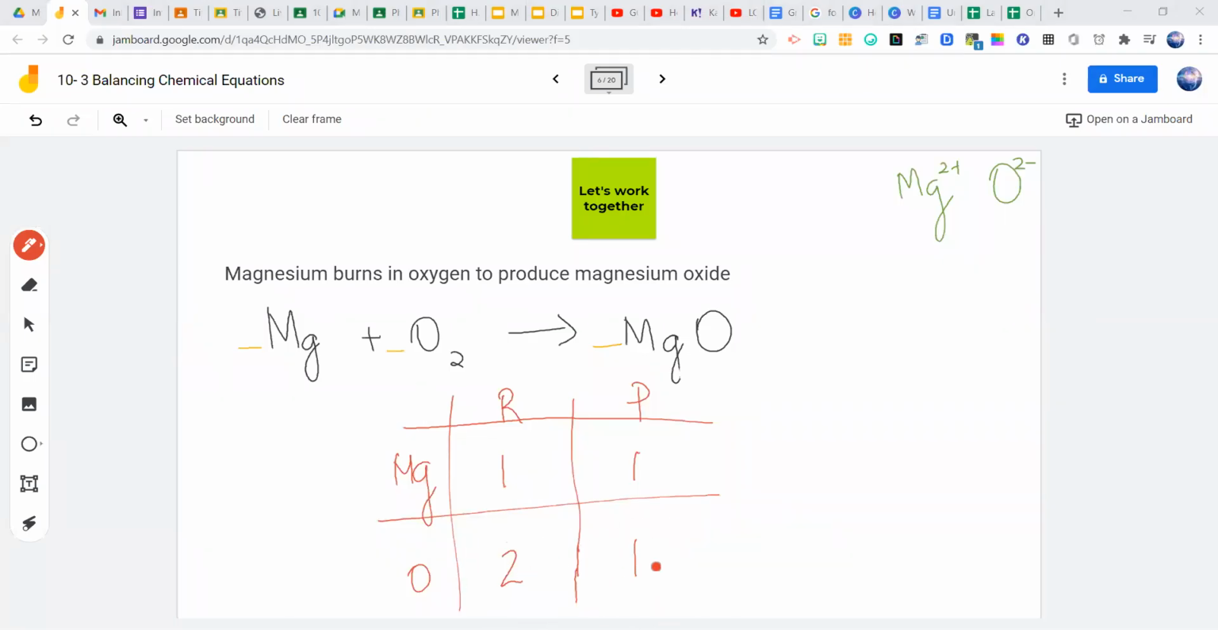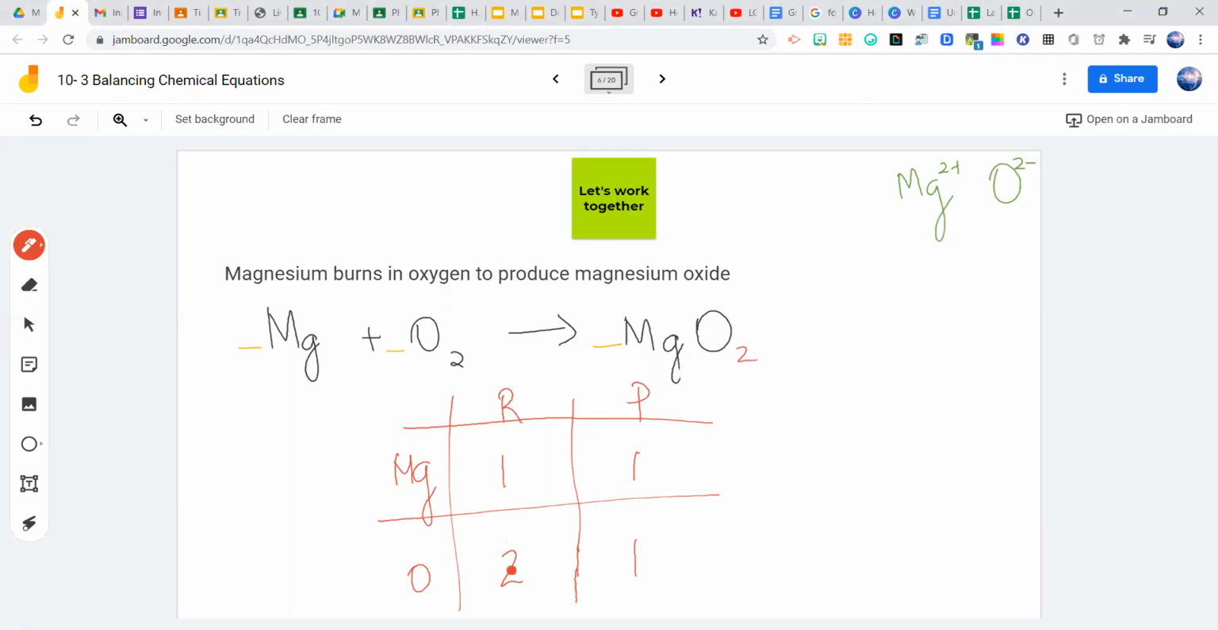Look at it. Which one is off? The product side is off. So the product side needs 2 atoms of oxygen to balance off the 2 on my reactant side. But what is happening now? Can I do this?